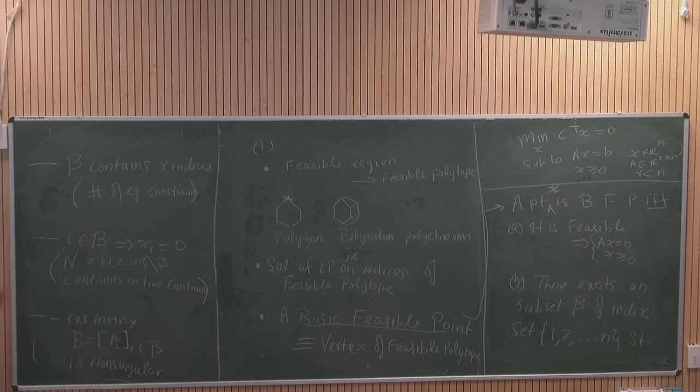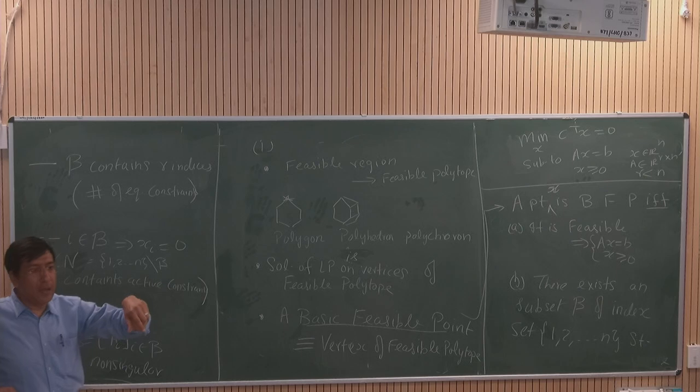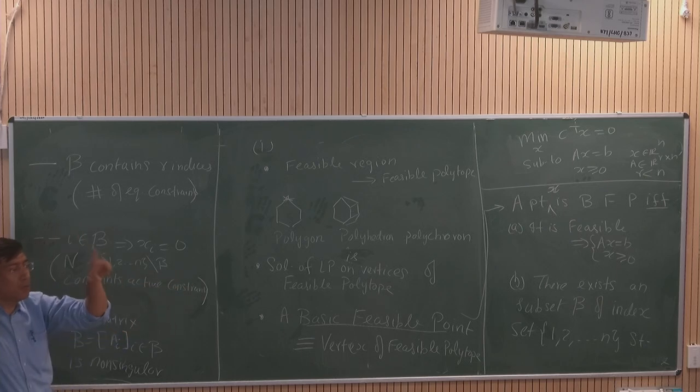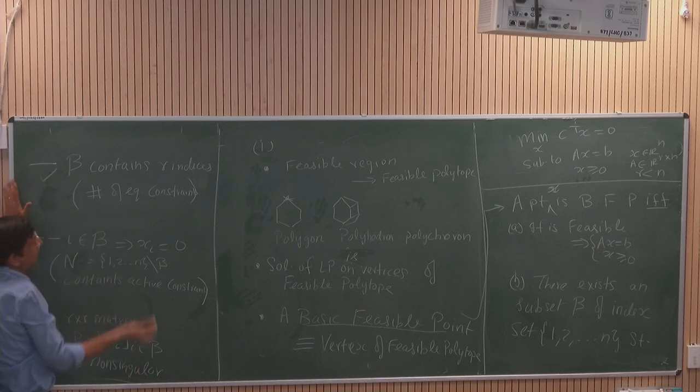In the previous example, I say beta should contain R indices, which means that beta can contain either x1 or x2. It can either contain the 1 index or the 2 index, because there were only 2 indices, right? So that is easy to satisfy. You can find an index set out of the 2 which contains 1 index.